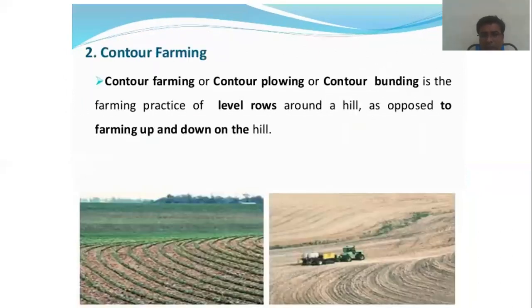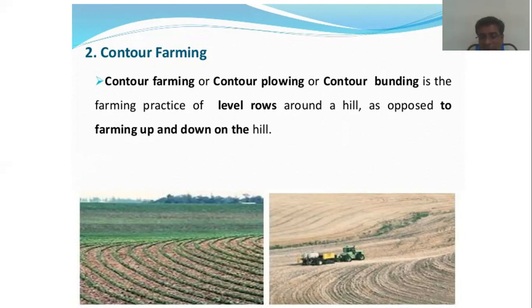And next one is contour farming. Generally, this type of farming we are applying near the hill areas. So these are in different rows, one is up and down. So farming up and down on the hills. So this is contour farming.